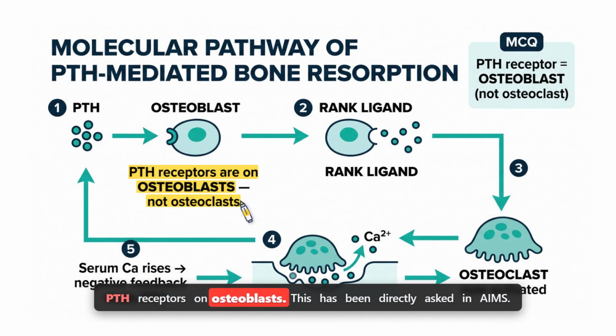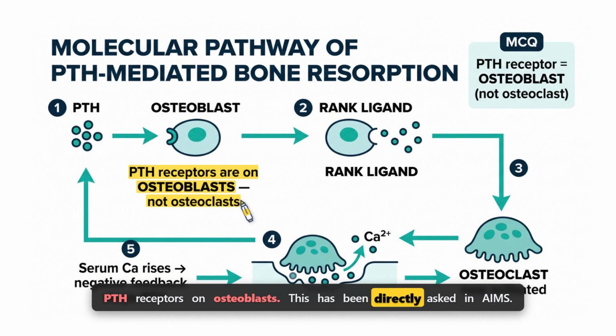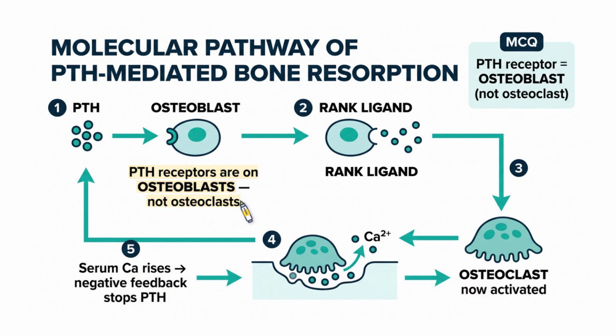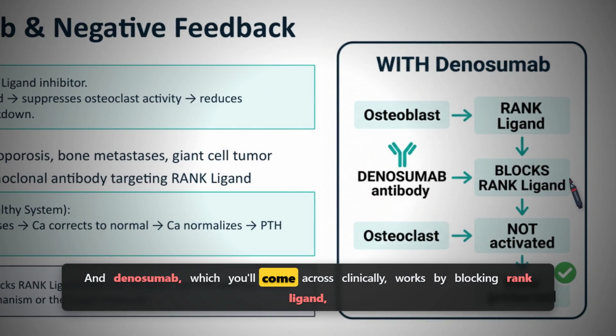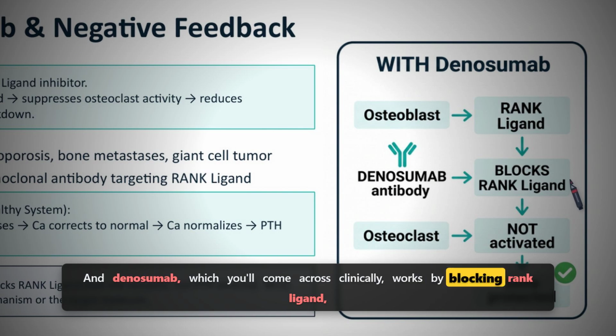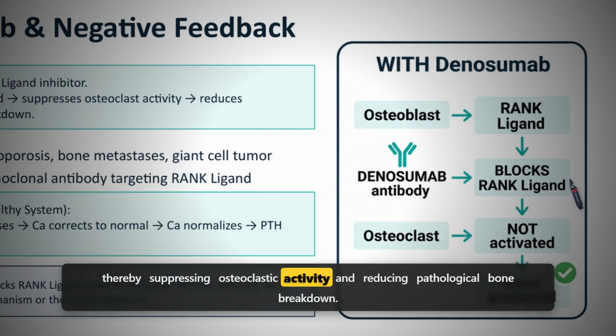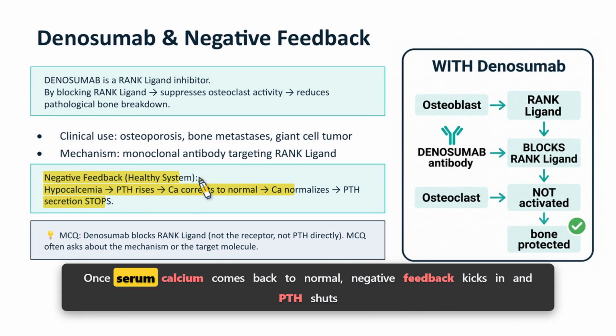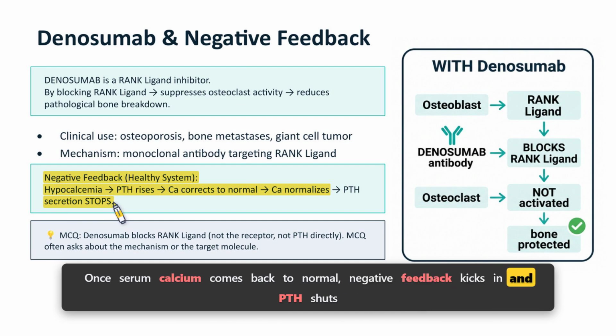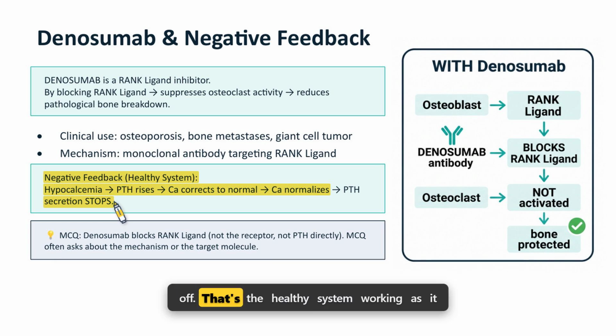PTH receptors are on osteoblasts. This has been directly asked in AIIMS. And denosumab, which you'll come across clinically, works by blocking rank ligand, thereby suppressing osteoclastic activity and reducing pathological bone breakdown. Once serum calcium comes back to normal, negative feedback kicks in and PTH shuts off. That's the healthy system working as it should.